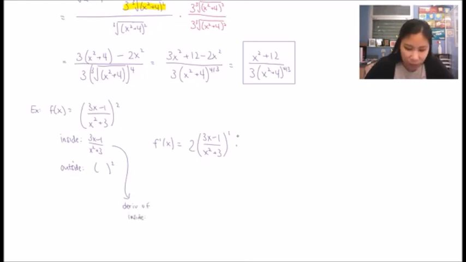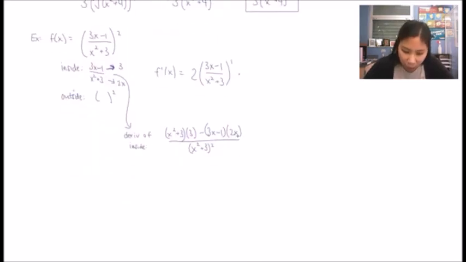So because we're going to need the quotient rule, the derivative of the top would just be 3, because of the 3x, and then the minus 1 is just a constant, so the derivative of that will be 0. The derivative of the bottom will be 2x, the plus 3 is a constant. So low d high minus high d low all over low low.